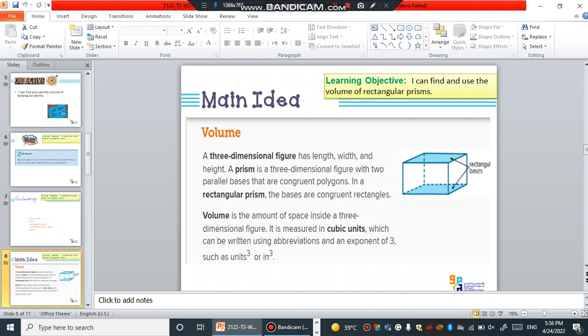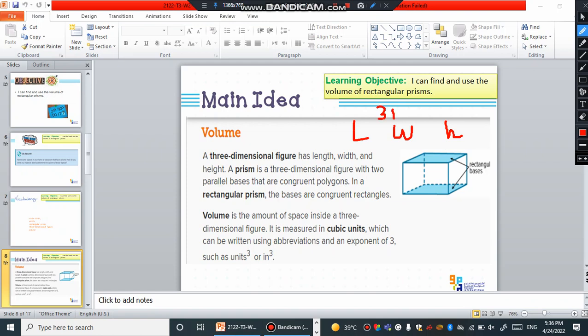Ask yourself also, as our lesson for today is a rectangular prism, what is the meaning of the prism? A prism is usually three-dimensional. What is the meaning of three-dimensional? Three-dimensional means it has length, width, and height. Meaning it has three sides: L, W, H. That's why it is called 3D.